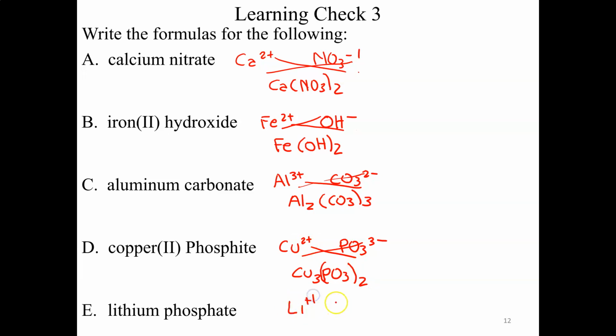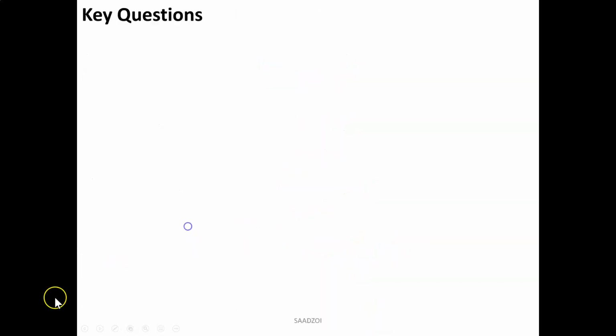And the last one, lithium phosphate. Lithium's positive 1 for group 1A. Phosphate's PO4, negative 3. Crisscross, Li3PO4. There you have it. So all you got to do is just crisscross, and when there's a polyatomic ion involved, make sure you put parentheses in order to deal with that.